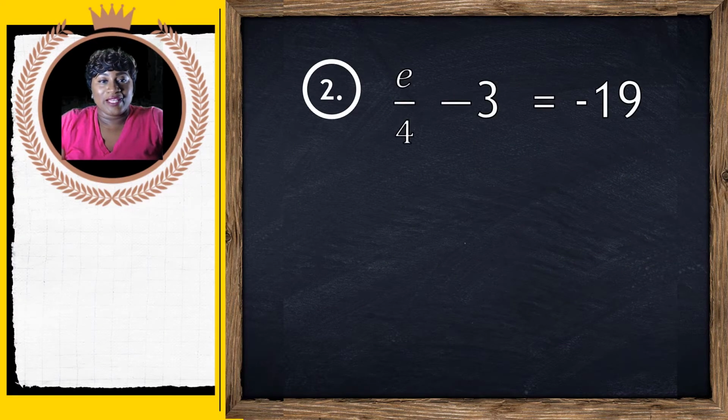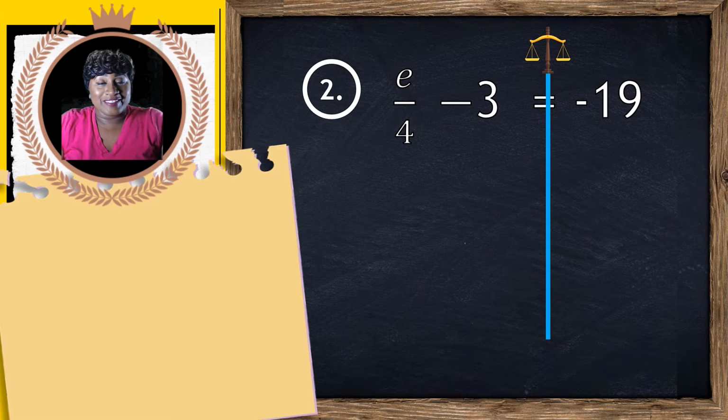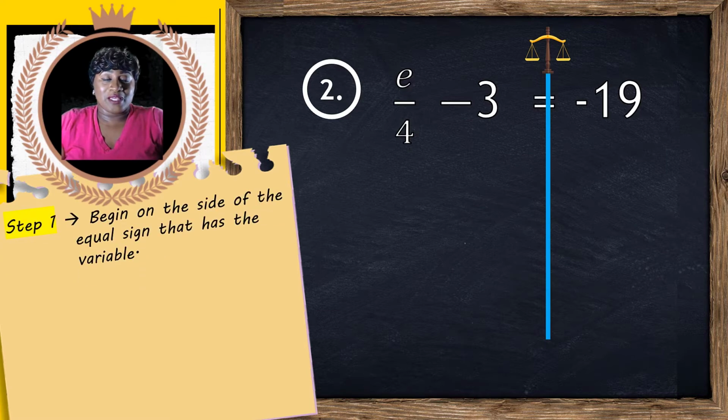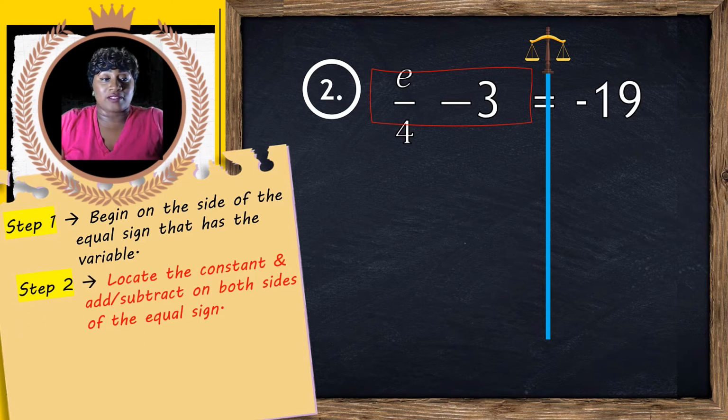Number 2, e over 4 minus 3 equals negative 19. Let's draw the line down the equal sign to balance the equation. Step 1. We'll begin on the side of the equal sign that has the variable. We'll notice that our variable e is on the left side of the equal sign. Step 2, we'll locate the constant and add or subtract on both sides of the equal sign.